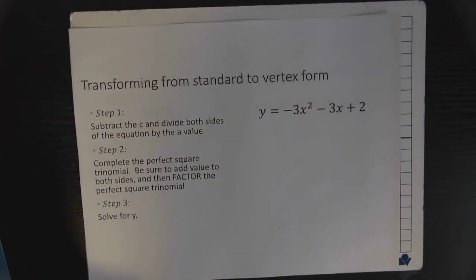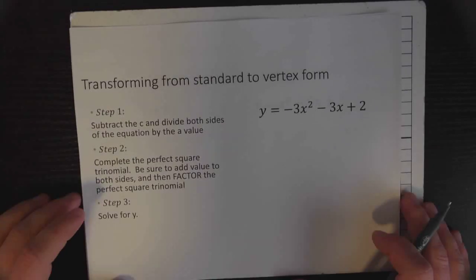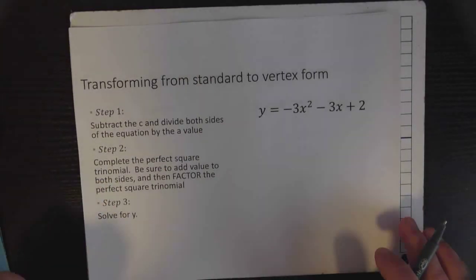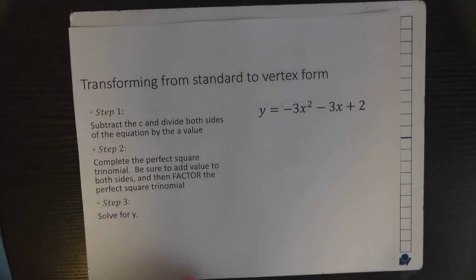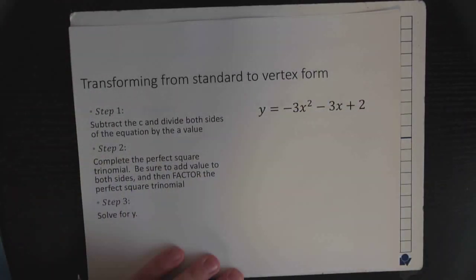So let's try another example. If you think you're good, you can pause this video and attempt it on your own. This one will result with some fractions, so just be mindful of that. So step 1, subtract your c, and then divide by your a value.